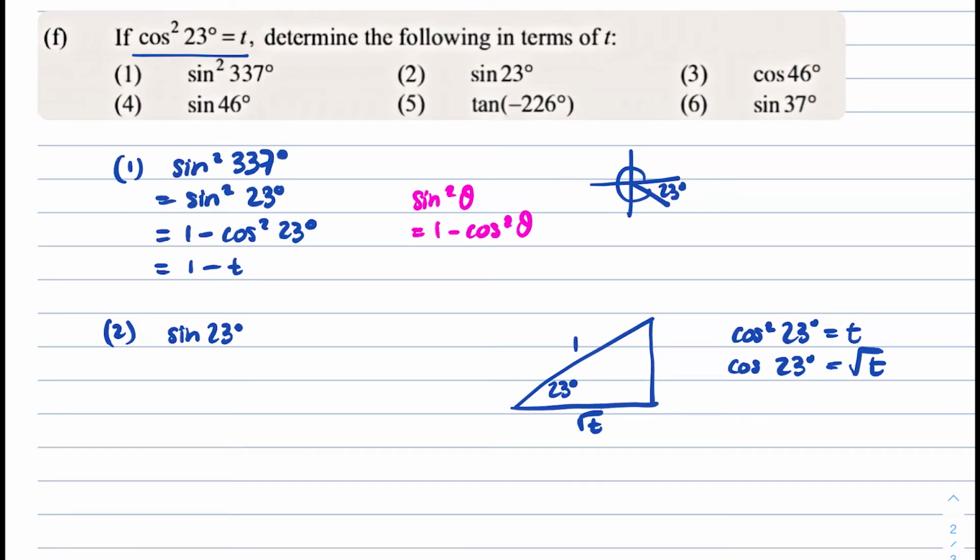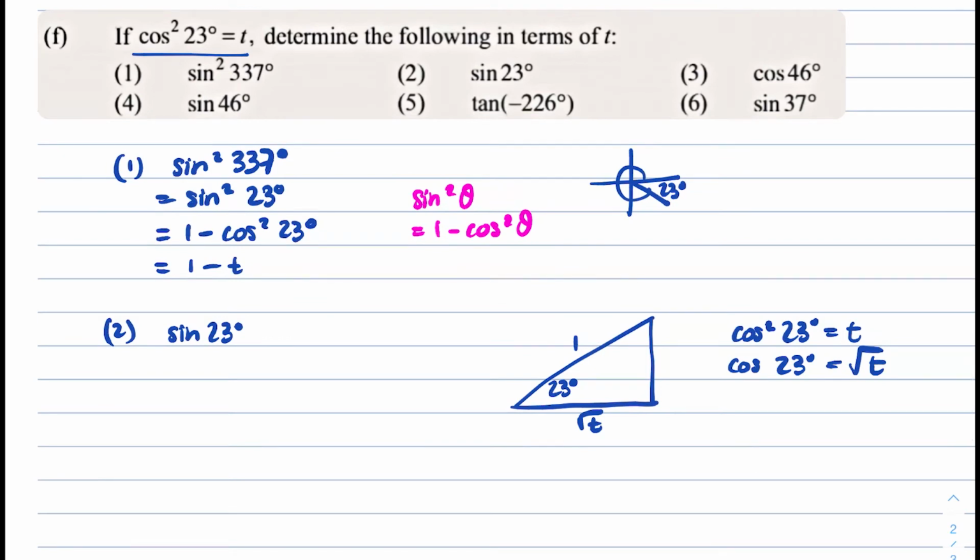We can therefore go and work out the opposite, and the opposite here is going to be the square root of 1 minus the square root of t squared, which we can just write as the square root of 1 minus t, which is quite nice. So this opposite side is the square root of 1 minus t. Well, in that case, the sine of 23 degrees in this triangle is the opposite, which is the square root of 1 minus t, over the hypotenuse of 1. So we can leave it like that.